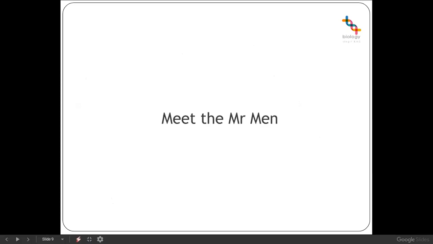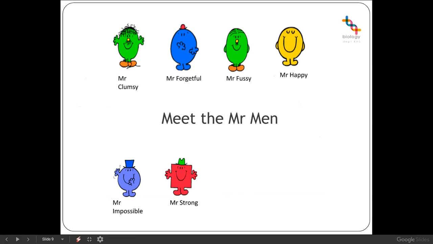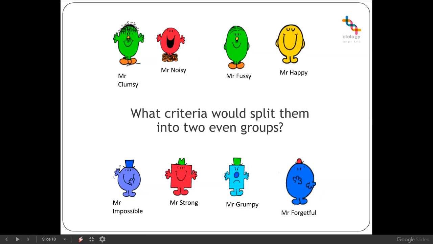What we need to do now is have a look at making our own branching key and figuring out the process by which you would do that. So we're going to start off with some Mr. Men. Mr. Clumsy, Mr. Forgetful, Mr. Fussy, Mr. Happy, Mr. Impossible, Mr. Strong, Mr. Grumpy and Mr. Noisy. And we're going to try and figure out a branching key to be able to identify the different Mr. Men. So the first thing we're going to look at is what criteria would split them into two even groups. So in what ways can we make two groups different from each other?